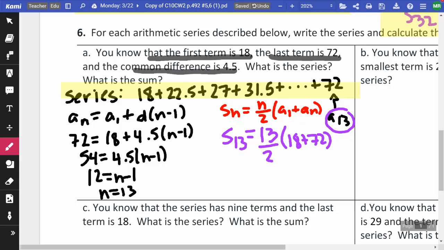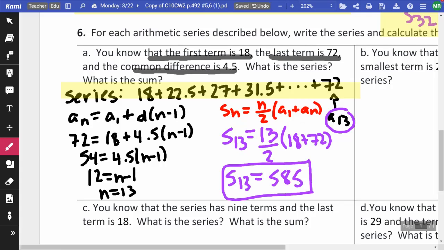And so when I put that in my calculator, 18 plus 72 is 90. And I'm going to times that by 13 over 2. I end up getting as my answer that the sum of the first 13 terms, which is from 18 to 72 in my series above, is equal to 585. That is my answer.